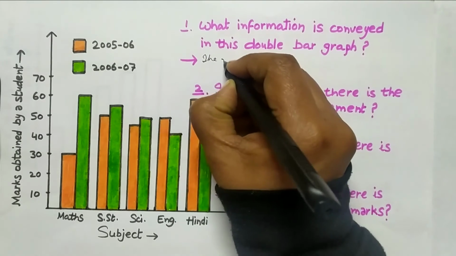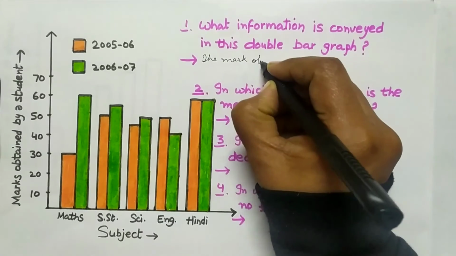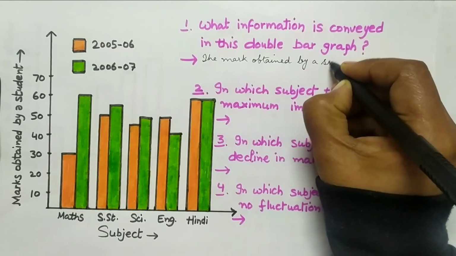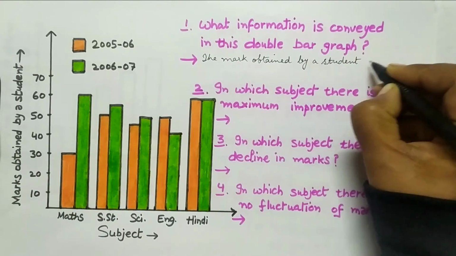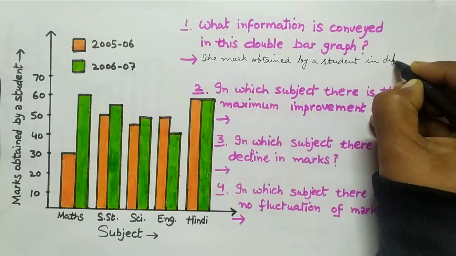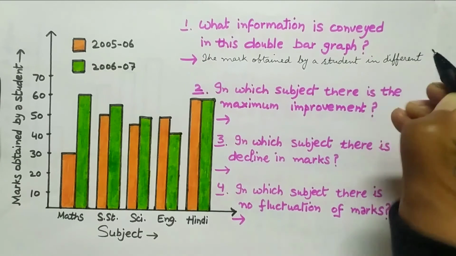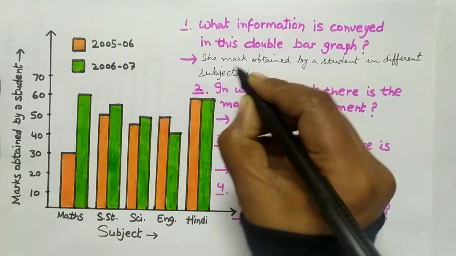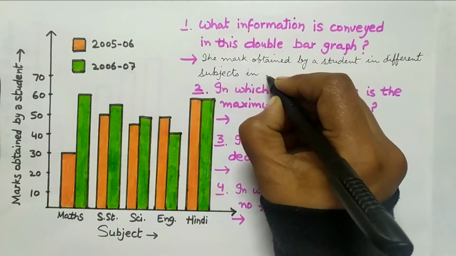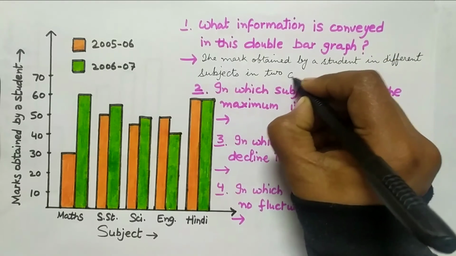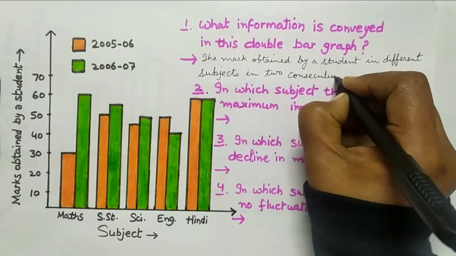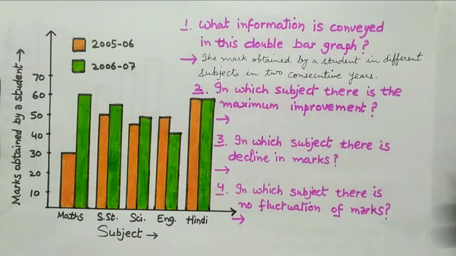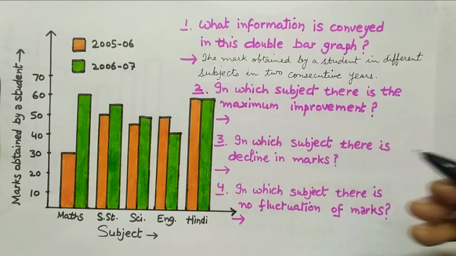marks obtained by a student in different subjects, in, we have to mention these 2 years also, in 2 consecutive years. This information is given in this double bar graph.